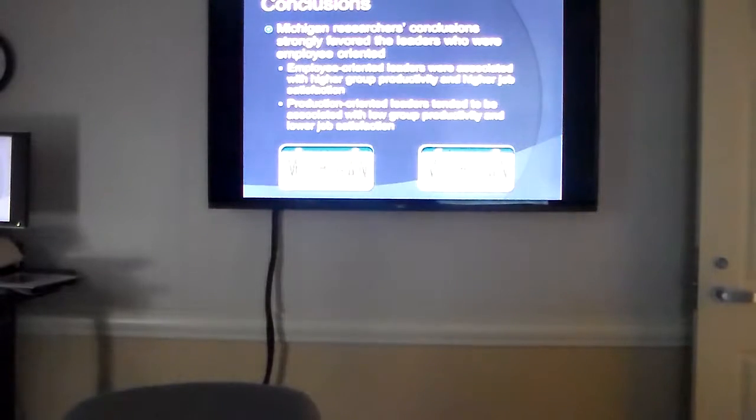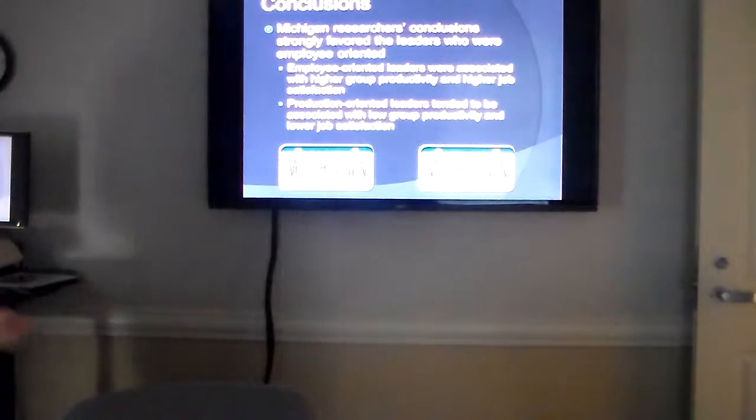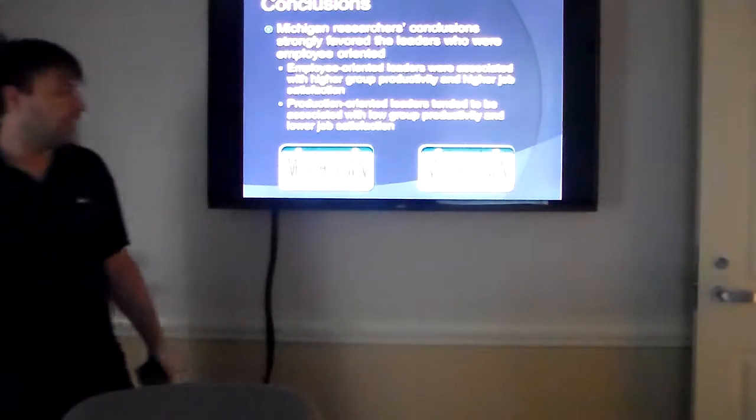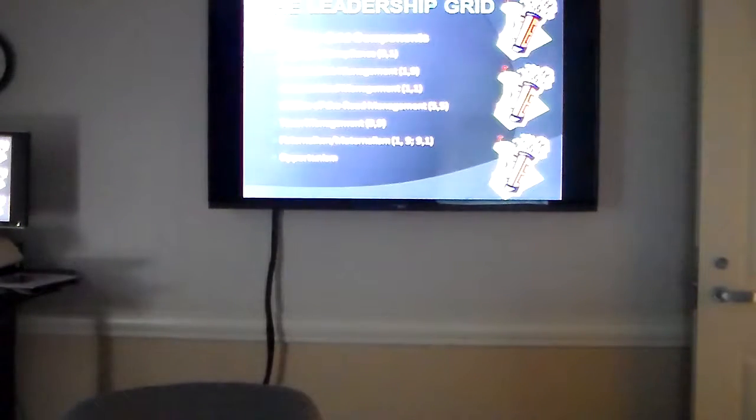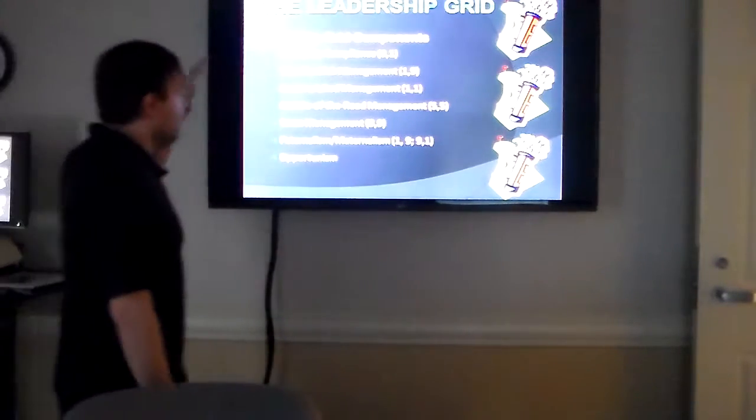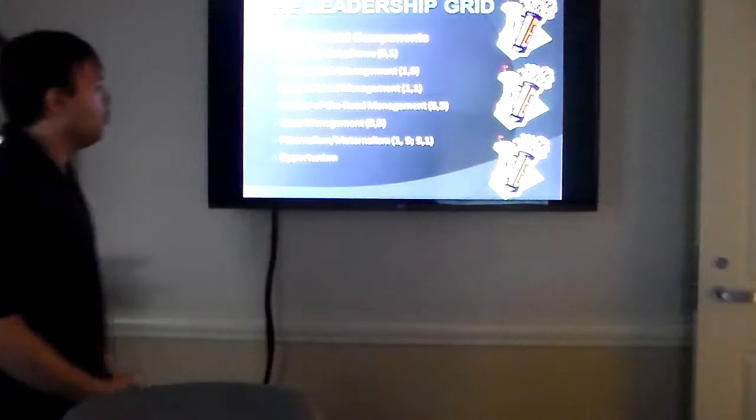The conclusions from Michigan say that researchers strongly favored the leaders who were employee-oriented. They had higher group productivity, higher job satisfaction. They were happy because the people cared about them as a person. Production-oriented leaders, on the other hand, had low group productivity and lower group job satisfaction. So the leadership grid, when we look at this, will give you the opportunity to see different types of management systems, and we're going to go over each one of them. I don't have a picture of the grid on this slide, but it's in your textbook, you can see the different domains, and we're going to talk about each one of them.